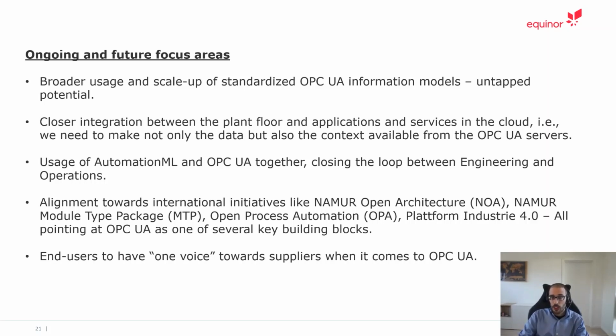Usage of AutomationML and OPC UA together, so we need to close the loop between engineering and operations. Alignment towards international initiatives like NAMUR Open Architecture, NAMUR Module Type Package, Open Process Automation, and Industrie 4.0, all of which point to OPC UA as one of the several key building blocks. And end users should have one voice towards the suppliers when it comes to OPC UA.